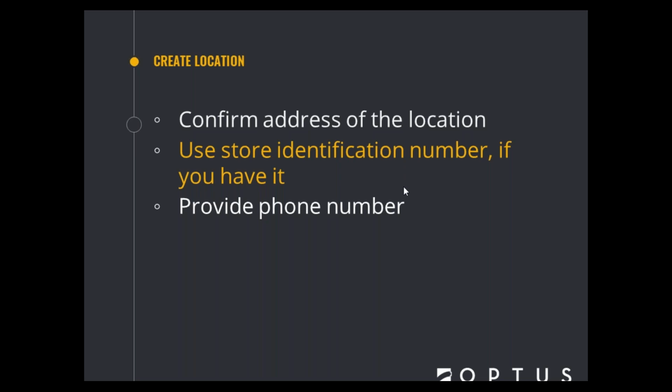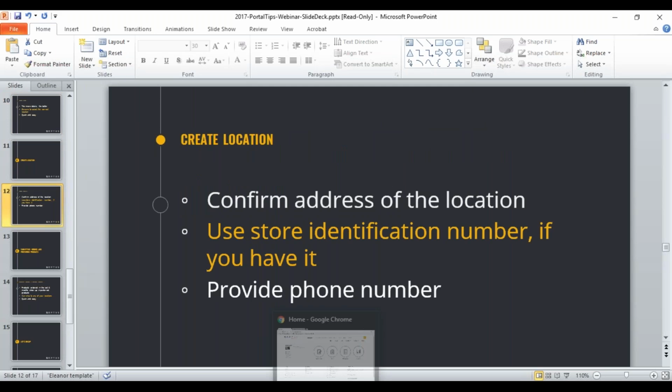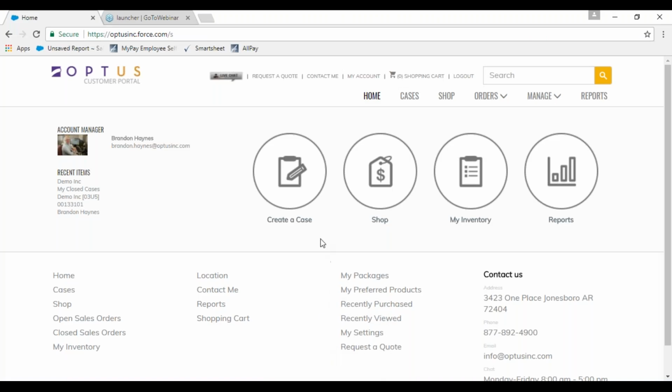So I'm going to go ahead and pop back over into our portal here. And the way you'll get to this, to enter in a new location, you'll select Manage. And then we'll drop down, it'll say Location.